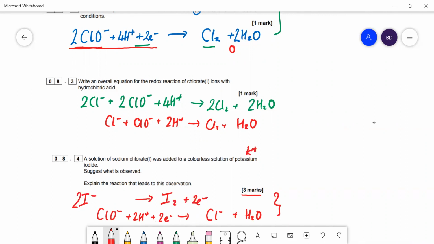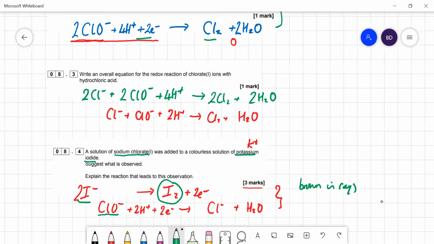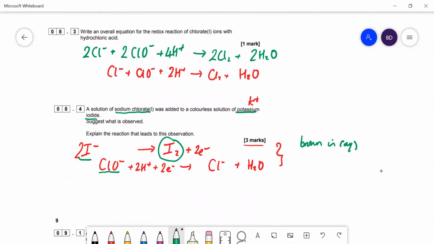Combine those two, you get a full equation. So the chlorate will oxidize the iodide to this I2. And what does that look like in solution? It is brown in aqueous solution. So you'd see that these are two clear solutions. Sodium chlorate's clear, potassium iodide is clear, and the solution would go brown. And the reason why is because you're forming iodine. You don't need to write the half equations there, but I just did that to explain what's going on there.